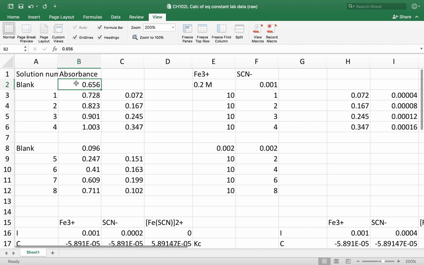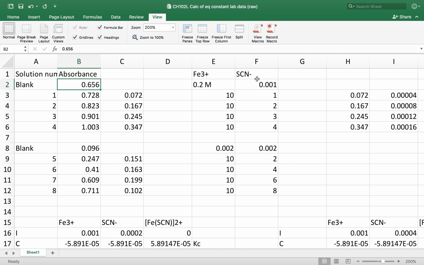The blank here is just a background. It's what would be absorbed if there were no thiocyanate. So if this is the absorption when there is no thiocyanate complex ion, we have to subtract that out because that's just the standard absorption of that solution, and it has to be removed. So we remove it. These are the absorptions removing the background.